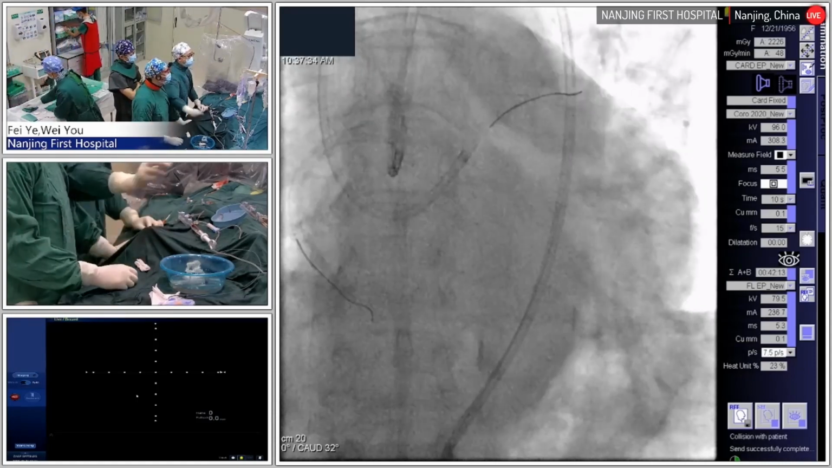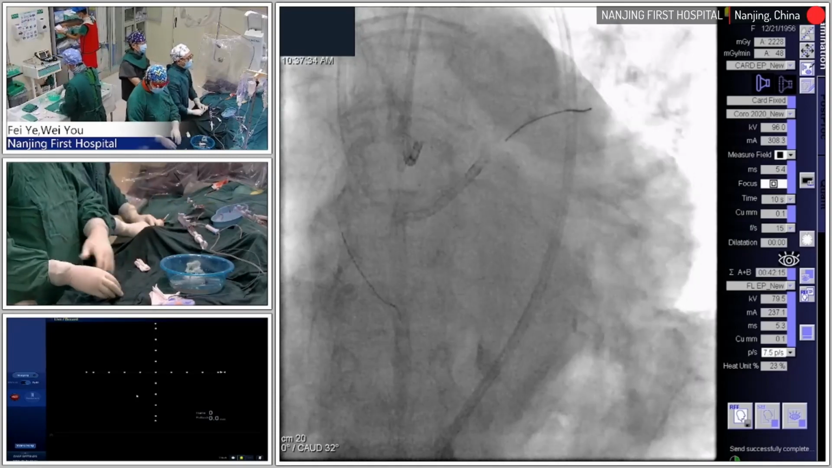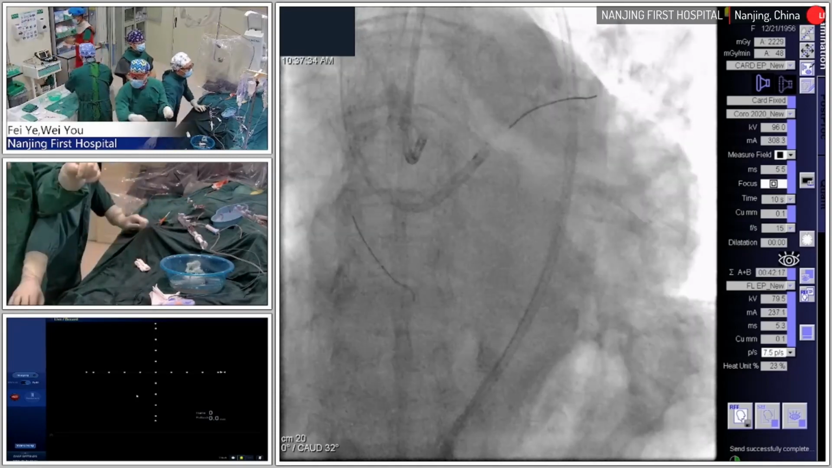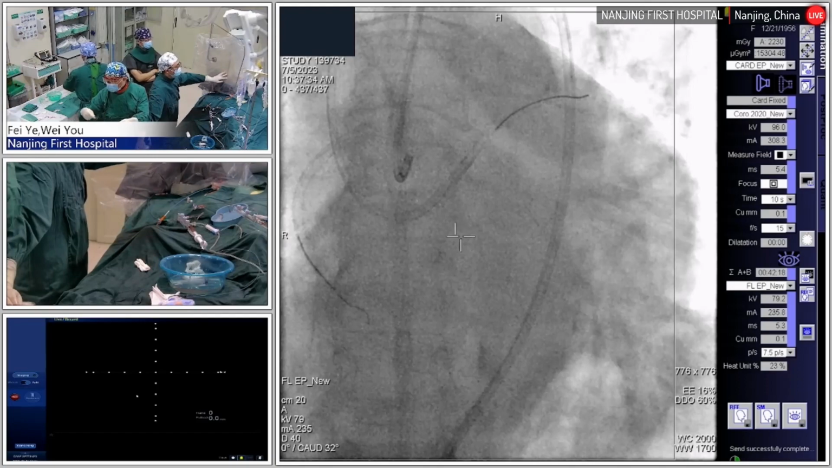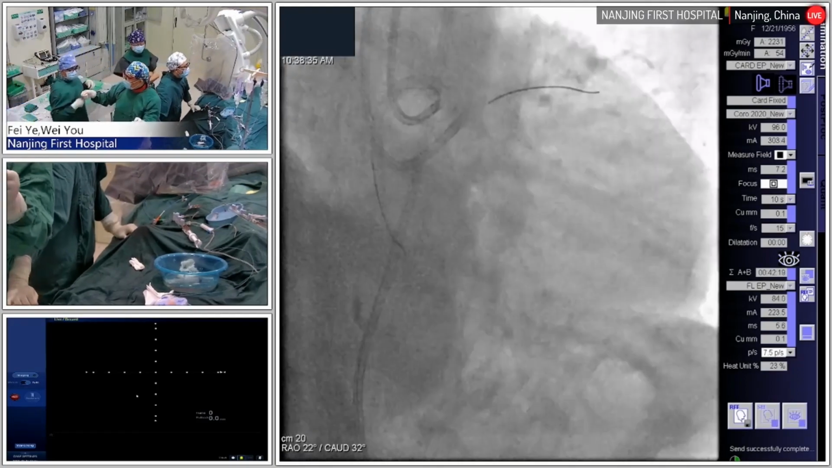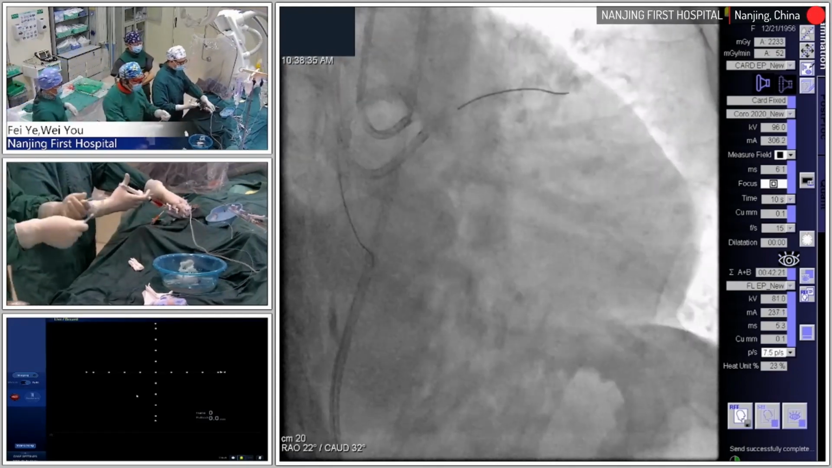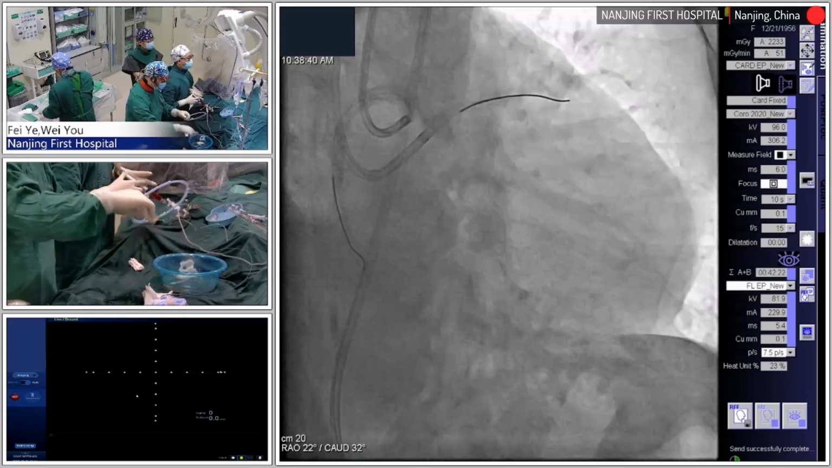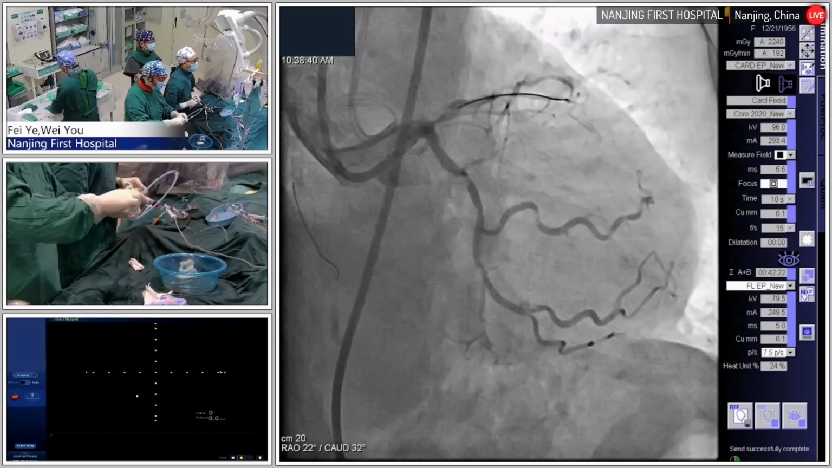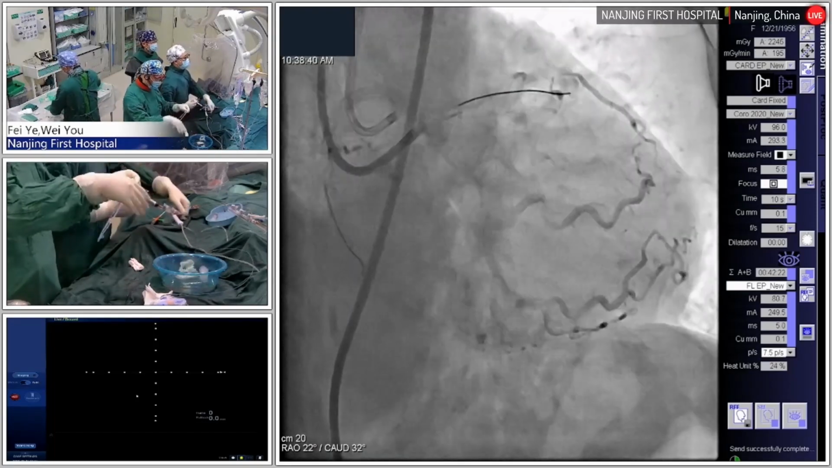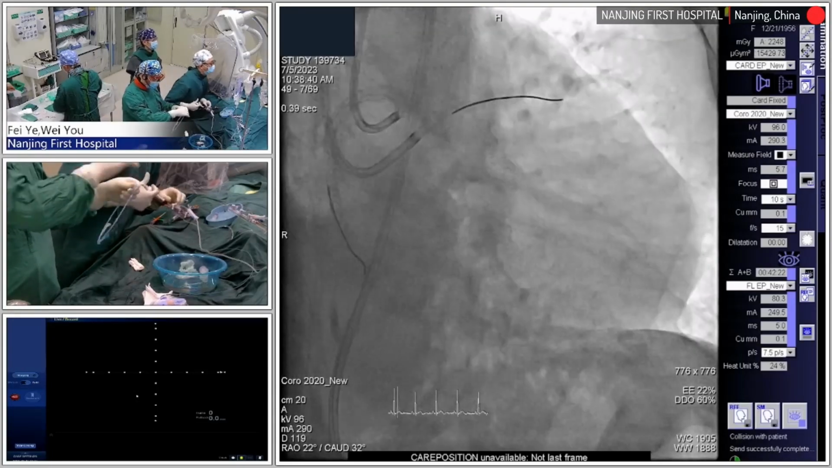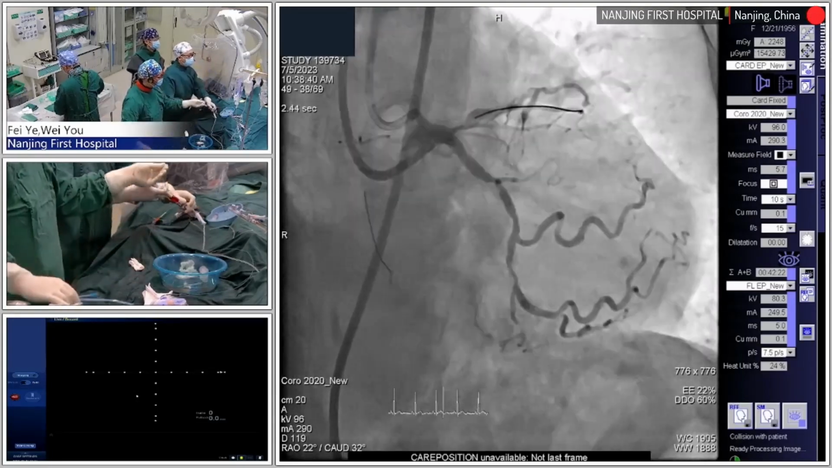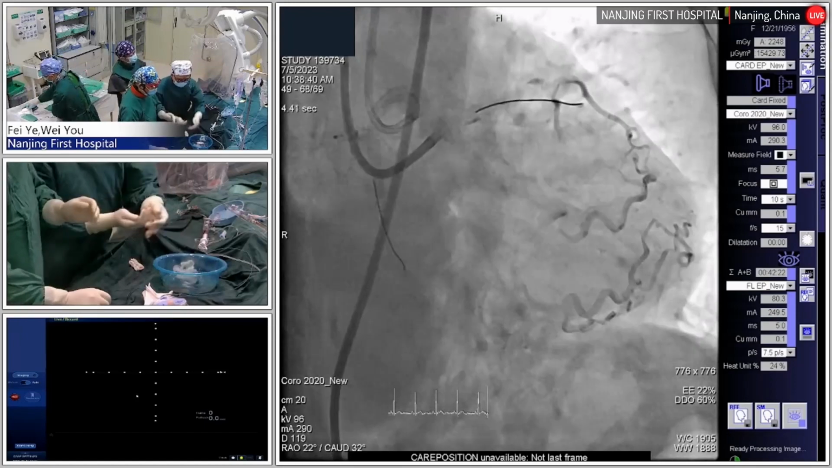Okay, another run-through piece. Another run-through. New one. You mean new one? Okay. Run-through. So we should review the previous angle. No, I give you a new picture, because the main branch is from the obtuse marginal. Run-through. Okay.